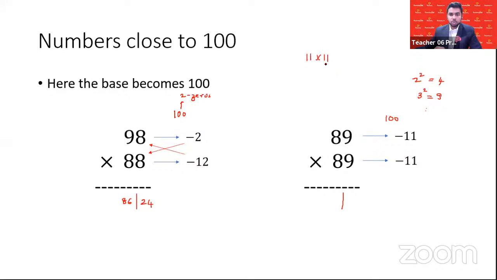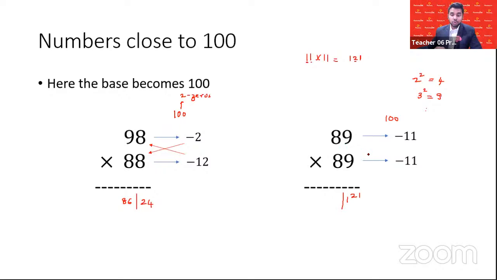11 into 11. How to do 11 into 11? You write these numbers of the product, 1, 1, separated by 1 digit. And the number in the center has to be the sum of the digits. So 121 is the square of 11. Look at the way in which I have written 121. 1 is written as a subscript and 21 is the remaining number.